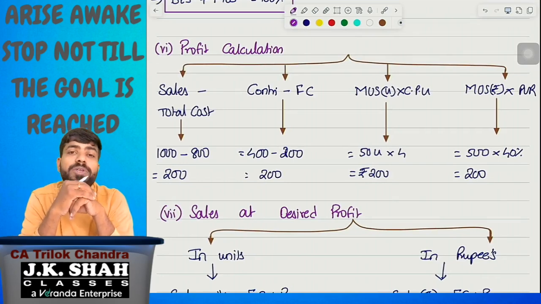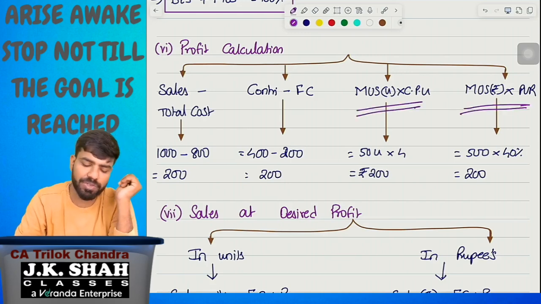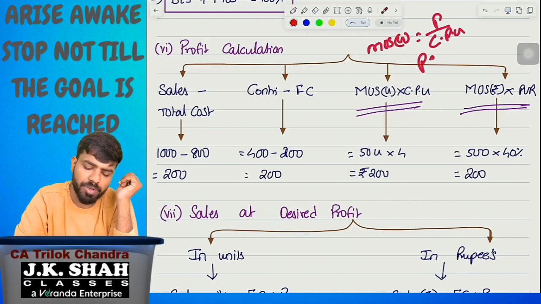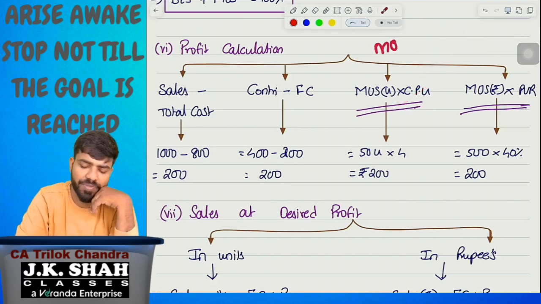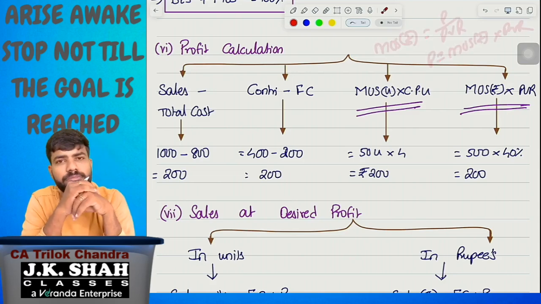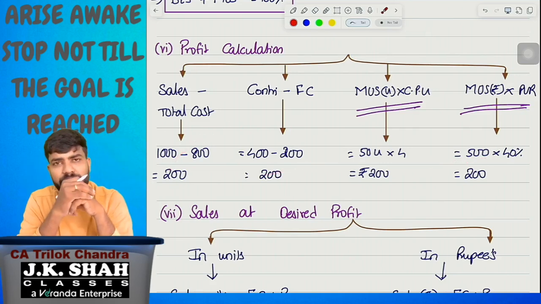One more formula is contribution minus fixed cost. One more formula is margin of safety units into contribution per unit, and margin of safety rupees into PV ratio. These are not two different formulas. Please understand, margin of safety units equal to profit divided by contribution per unit. So profit equal to margin of safety units into contribution per unit. I am writing the same formula here. Next, margin of safety rupees. We all know that it is profit divided by PV ratio. So profit equal to margin of safety rupees into PVR. Are you understanding? So these are the different formulas which help to calculate the profit.